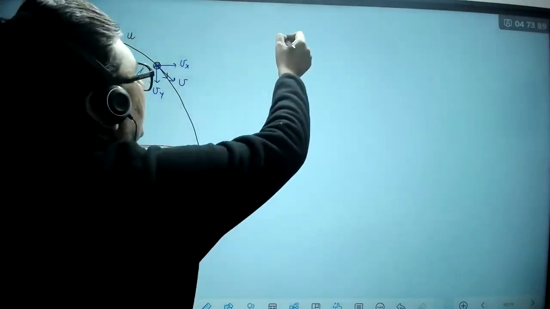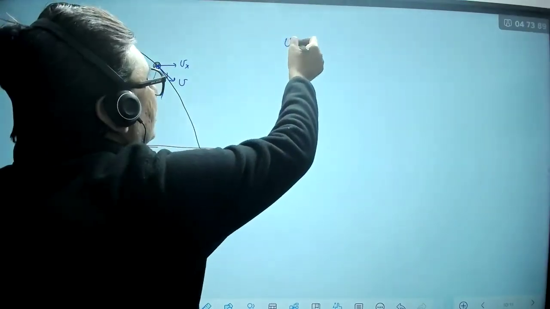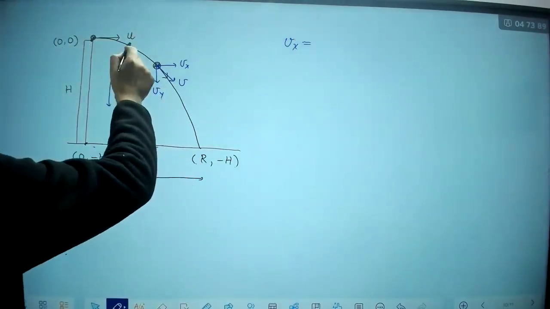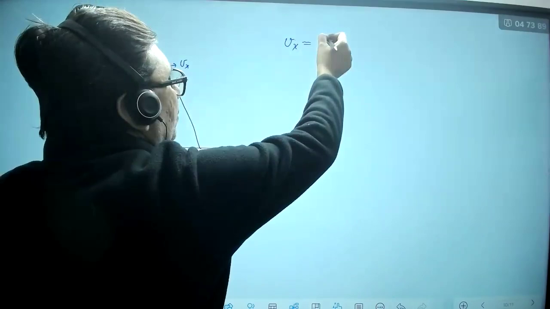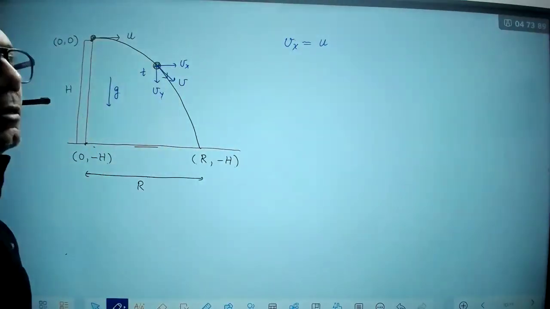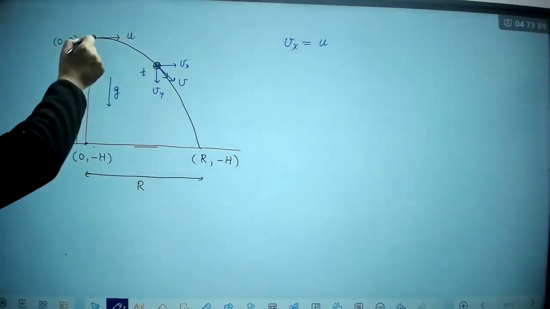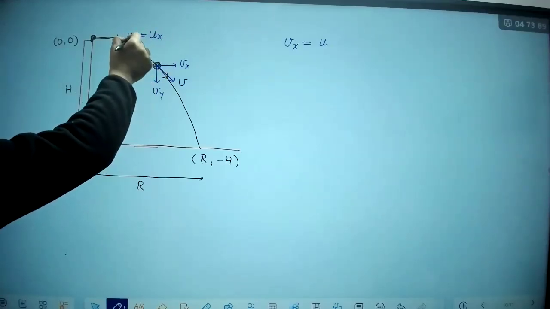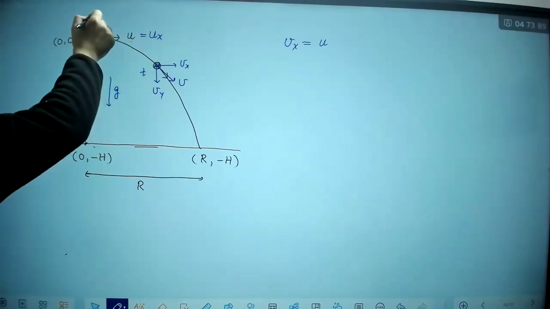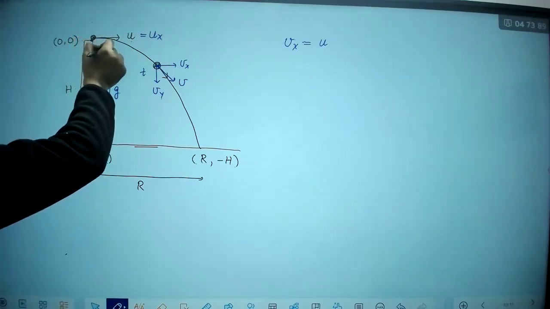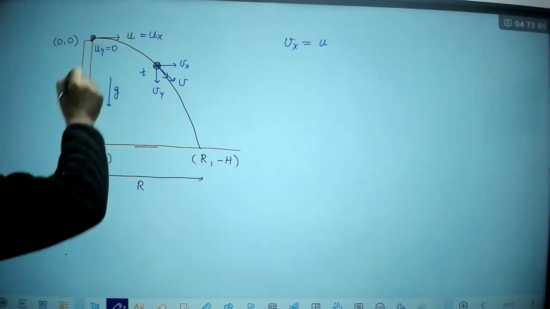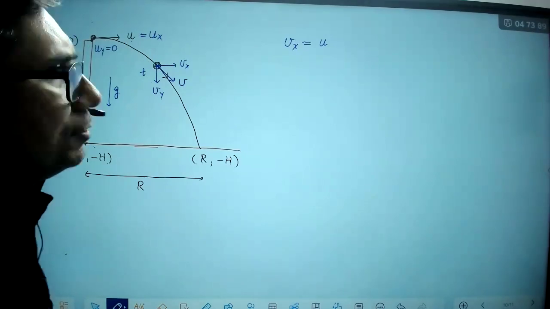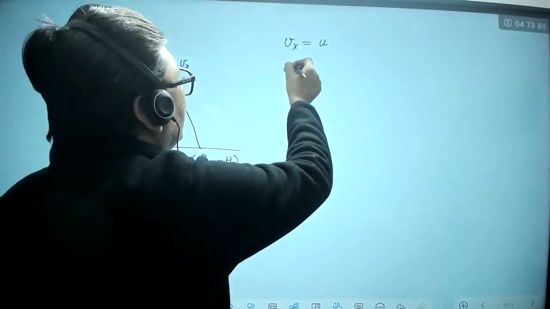So what will be vy? Oh, sorry, vx first. Vx will remain constant. Vx will be equal to u, because you have launched the particle horizontally. Here this u is actually ux, so ux is u. And uy is 0. There is no component of velocity in the vertically downward or upward direction.